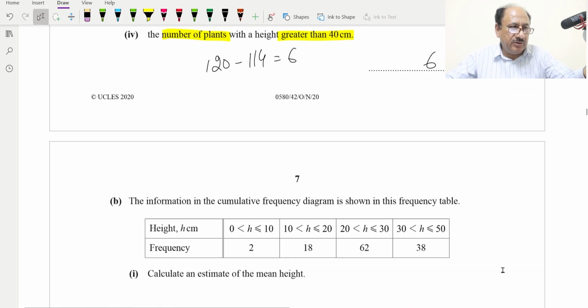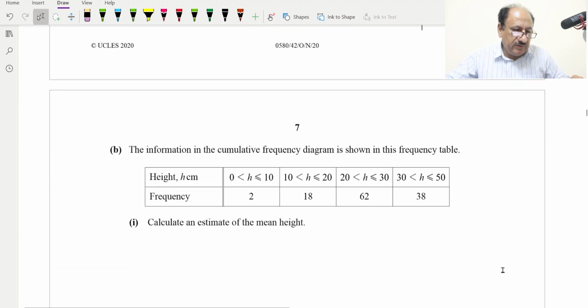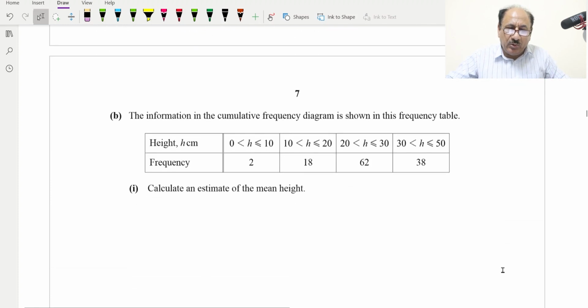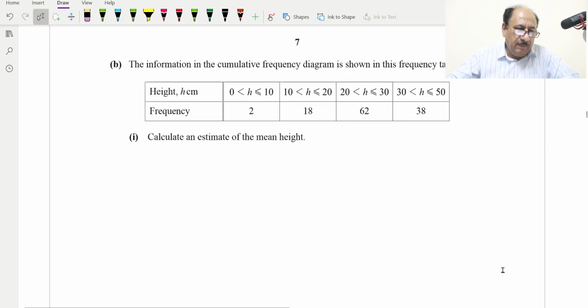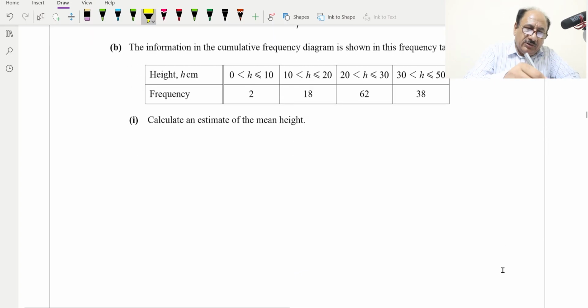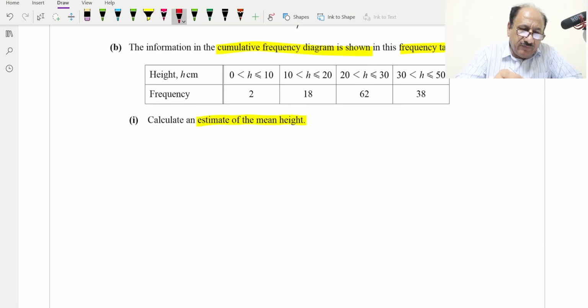Hopefully you understood this also. Now we can move ahead with part B, where the information in the cumulative frequency diagram is shown in this frequency table, and we have to estimate the mean height. For the estimation of the mean height, because this is a range, we will find the midpoints.